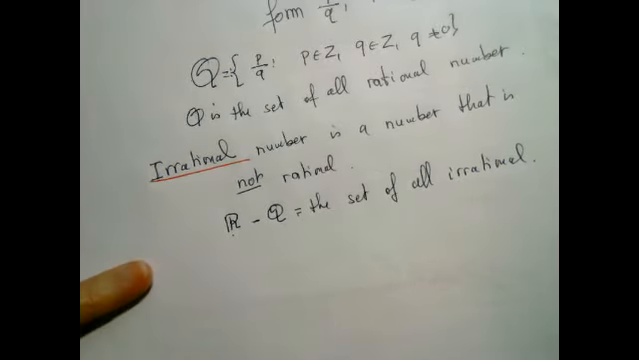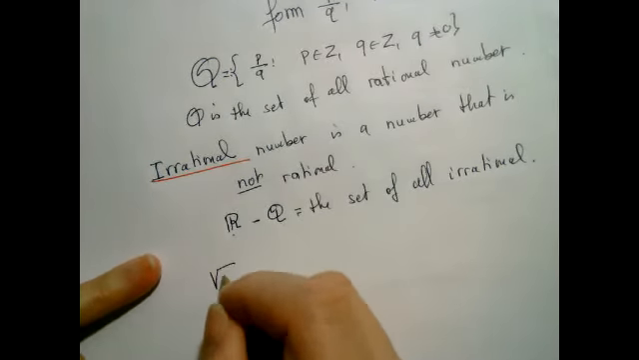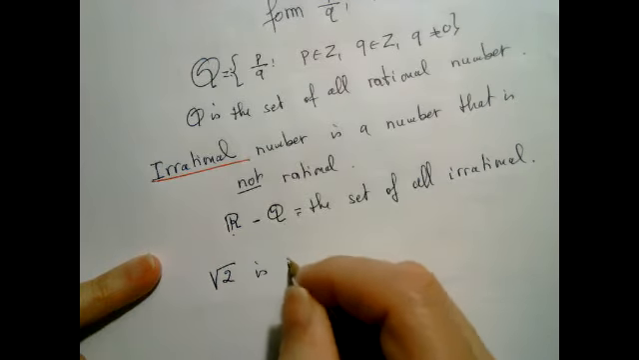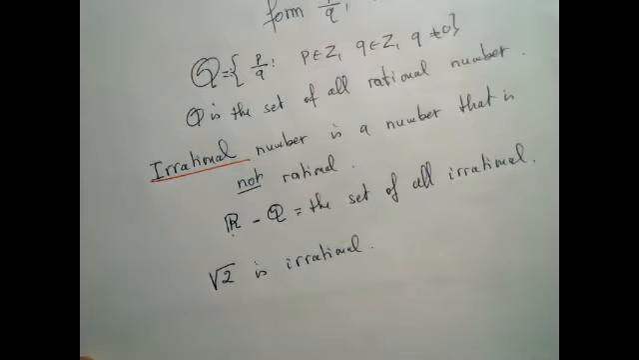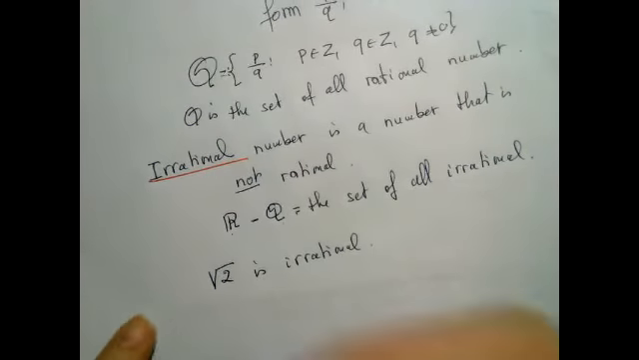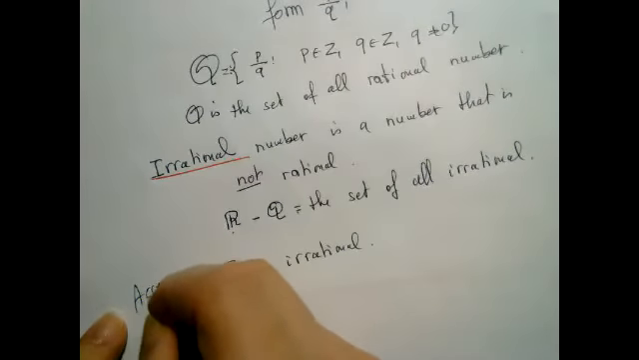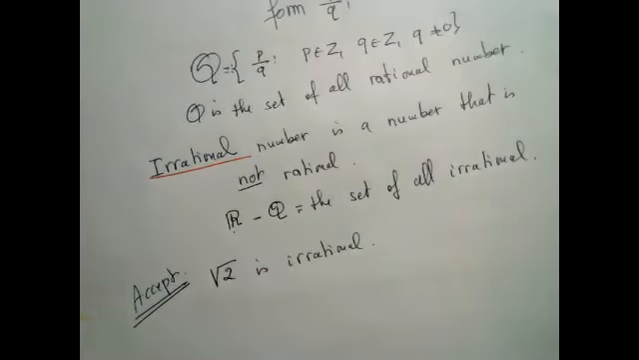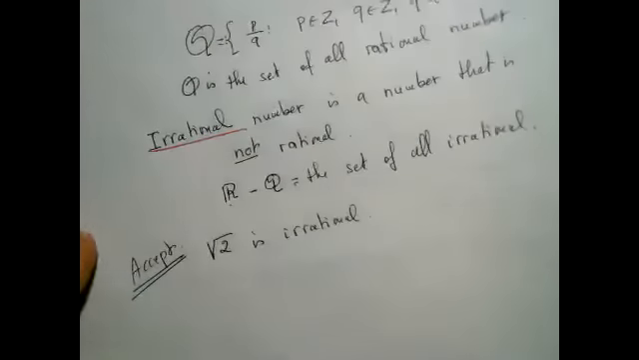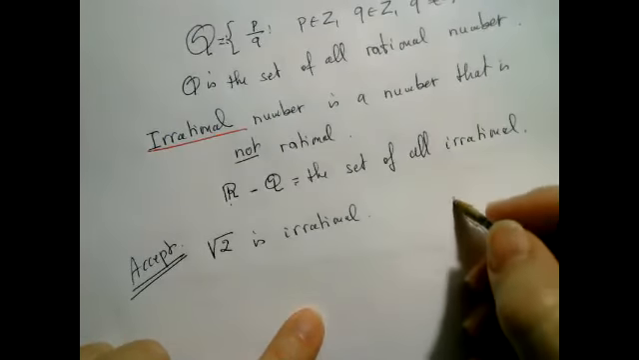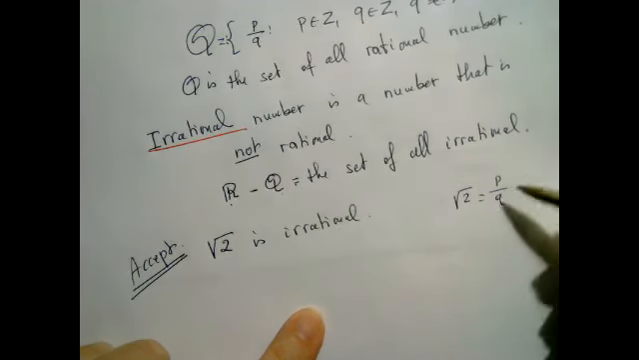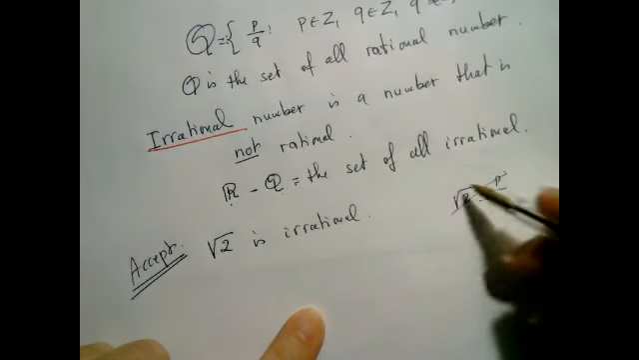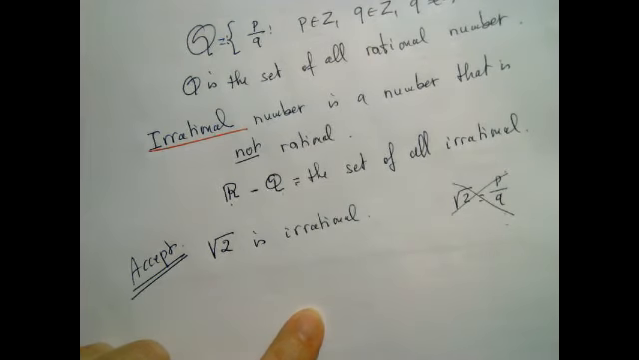I'm sure a lot of you know that there are numbers which are not rational. There are irrational numbers. One of the most famous ones is that the square root of 2 is irrational. We're going to prove that next hour, probably, but for the time being, let us accept that. It means there is no way you can write the square root of 2 as the ratio of 2 integers. That's what irrational means.